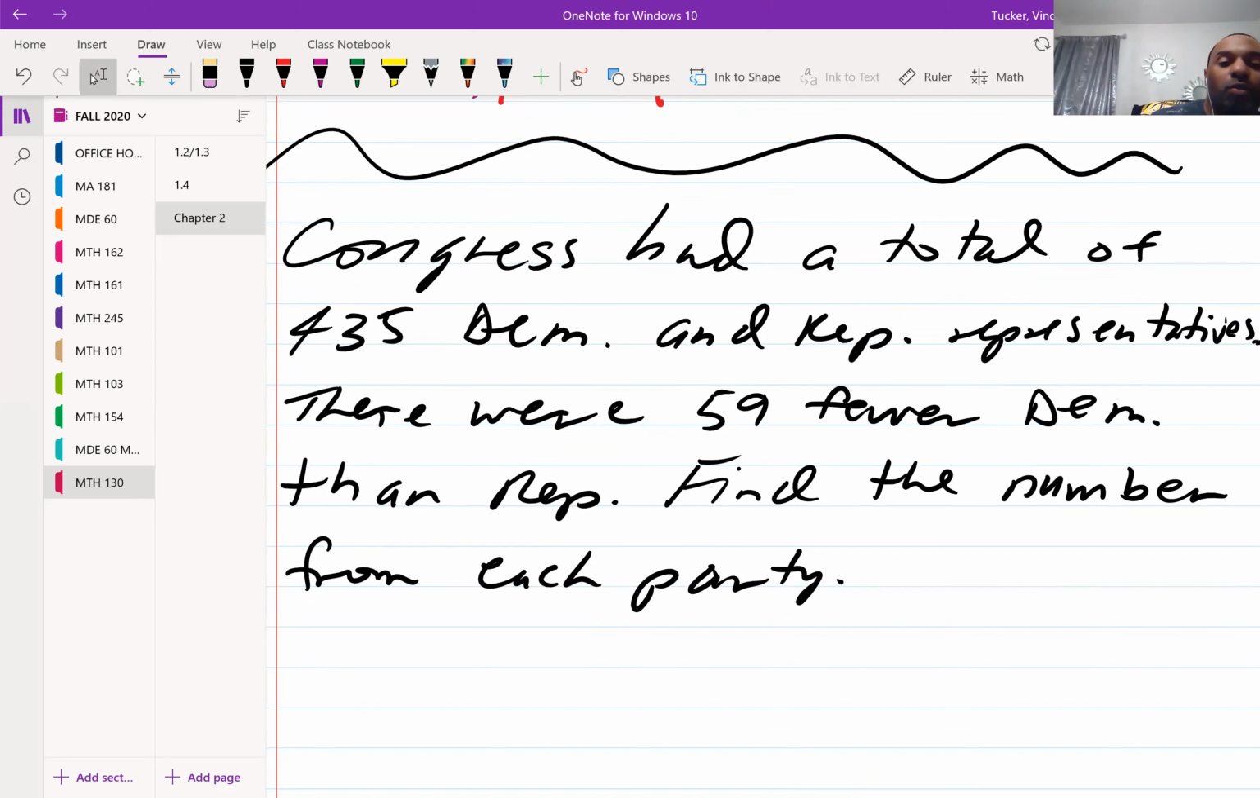All right. So we know we have two parties, so it's two unknowns: the Democratic Party and the Republican Party. One of them is going to be X and the other one is going to be written in terms of that X. There were 59 fewer Democrats than Republicans. So that means I would let the Republicans be X and do X minus 59 for the Democrats.